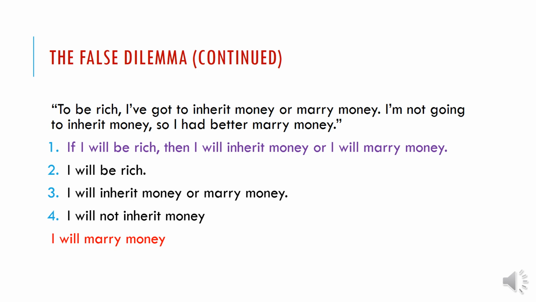Why can't I work hard for my money? Perhaps I luck into my money by winning the lottery. There are other options than just inheriting it and marrying into it. And so, if this premise is not true, we do not need to accept our conclusion, even if the argument is valid, because it's based on false pretenses.